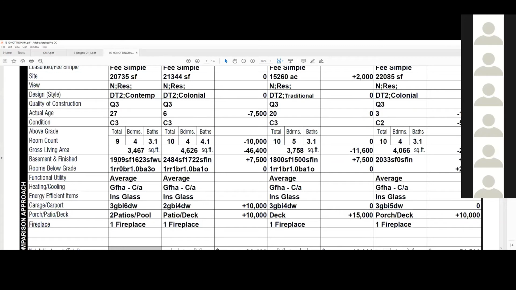So here's the basement, 1,909 square feet, 1,623 is finished. And 2,484 square feet and 1,722 square feet finished. Now, why is there a credit here? It should have been minus, right?